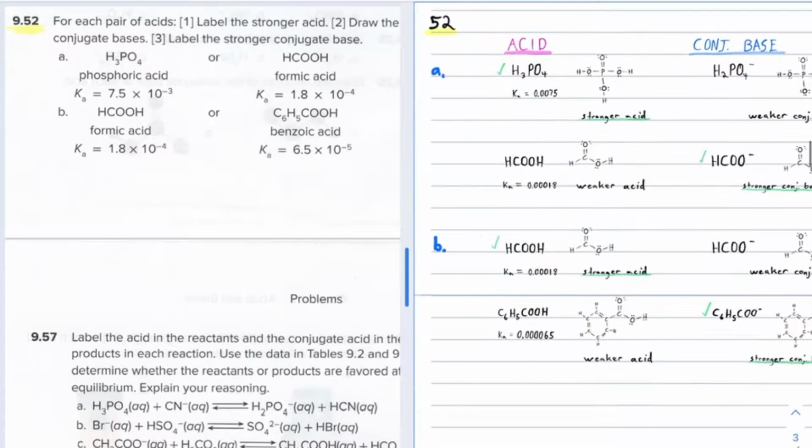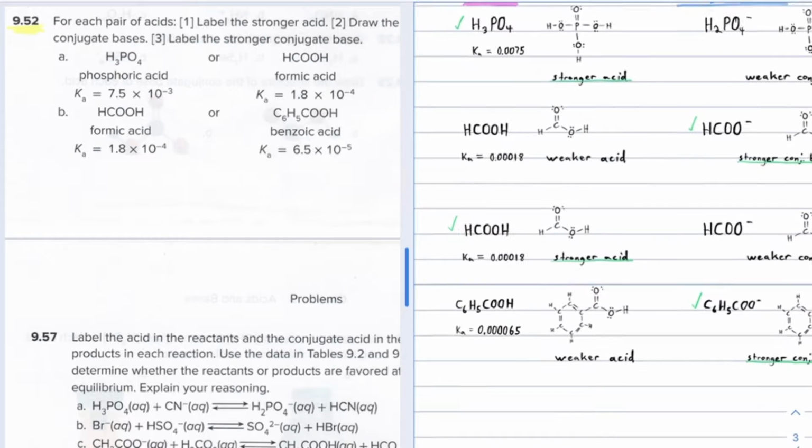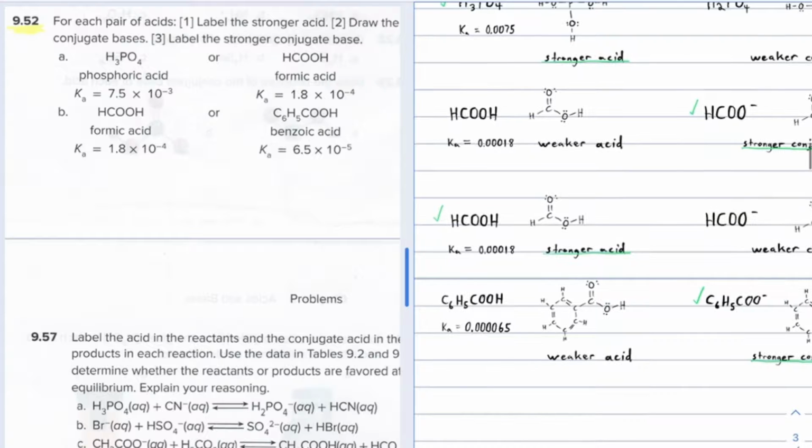And the next one, part B, we have this time formic acid versus benzoic acid. These are two carboxylic acids. Let me blow this up just a little bit. You can see the carboxylic acid group right there. The formic acid is attached to hydrogen, and the benzoic acid is attached to a benzene ring, a much larger molecule.